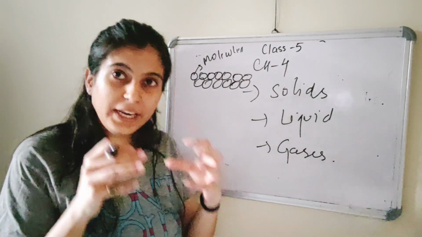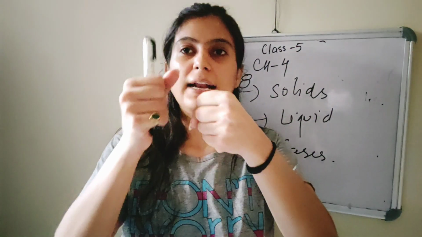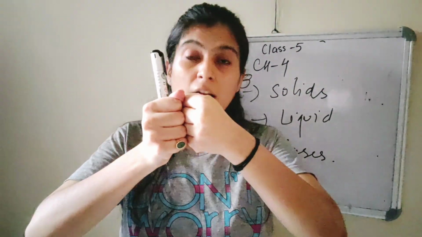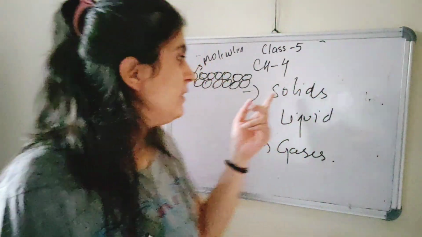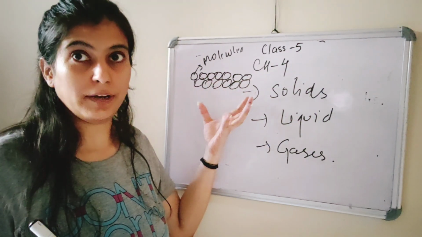They are very tightly packed. For example, this is your one molecule and this is your second molecule. They exist like this. There is no space between them. That is how the arrangement of molecules in solids.